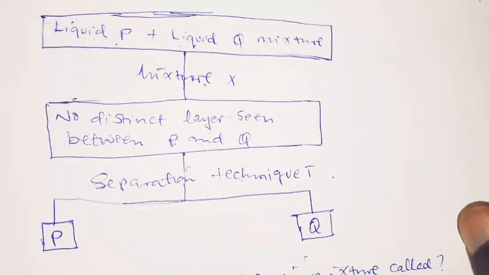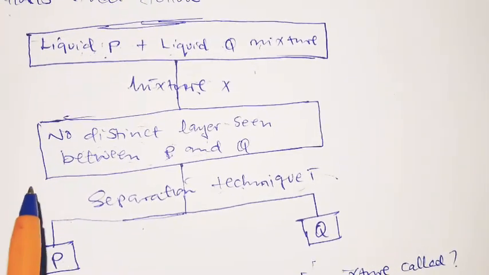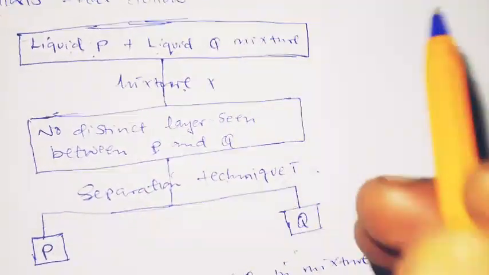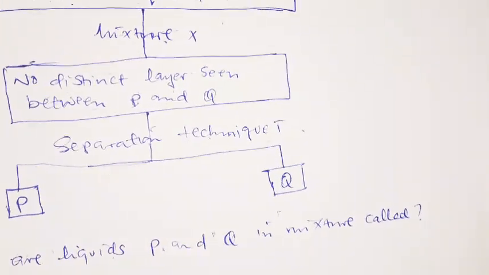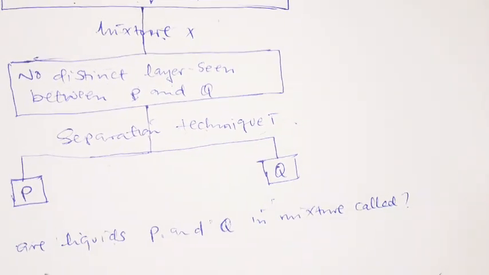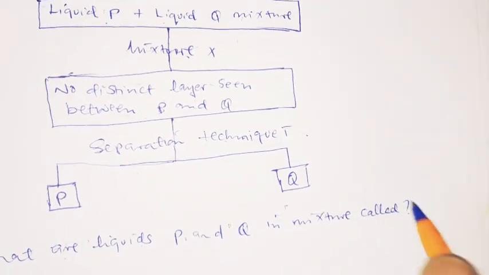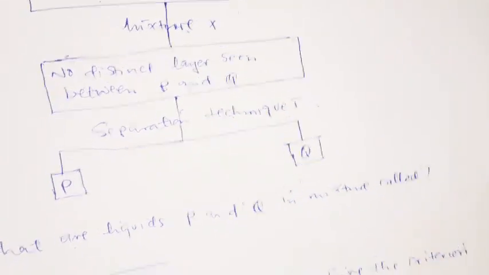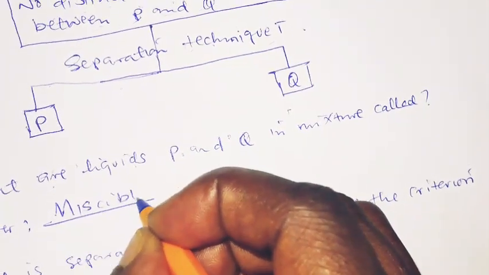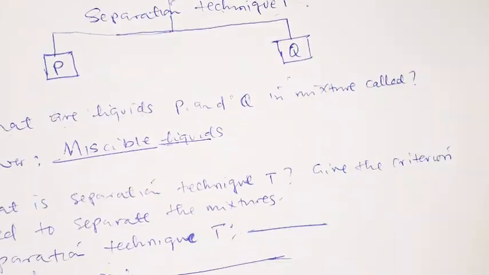So here we know that the mixtures that do not form a layer are what we call miscible liquids. Since no layer was seen, it means the two substances were mixed completely. So we may conclude that the liquids P and Q in the mixture can be referred to as miscible liquids.